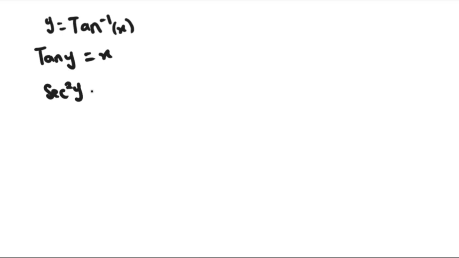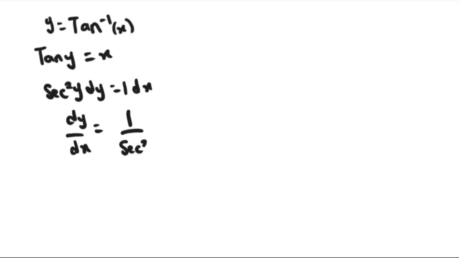Now for the tan inverse of x, same approach. If y is equal to the tan inverse of x, it means that tan y is equivalent to x. So you differentiate both sides. You differentiate tan, you get sec square y with respect to y, dy. You differentiate x, you get 1 with respect to x, dx. So therefore, dy/dx will give us 1 over sec square y.